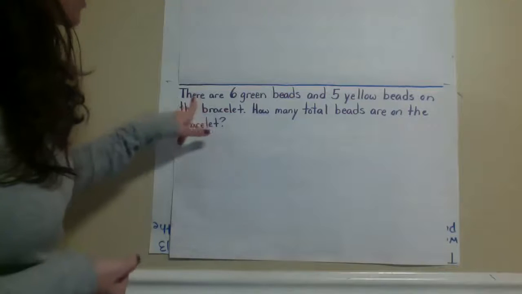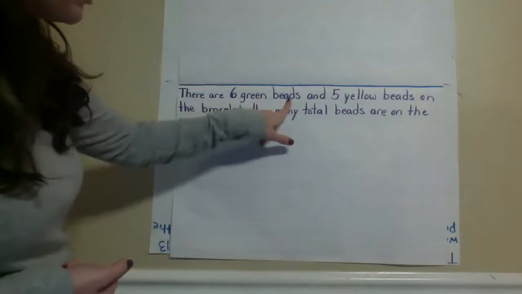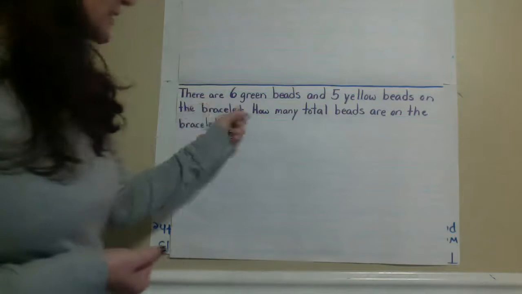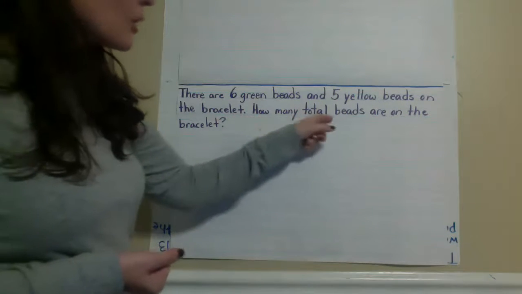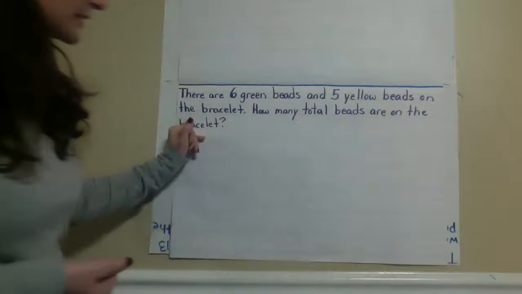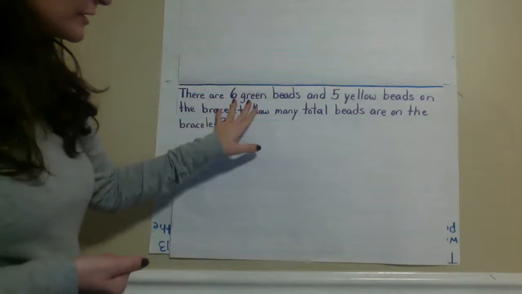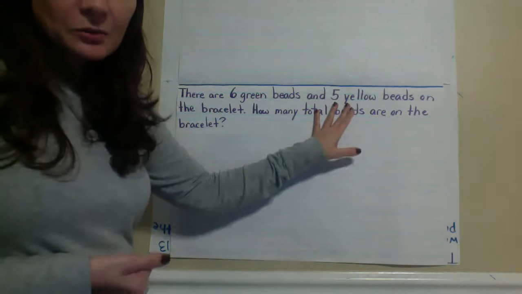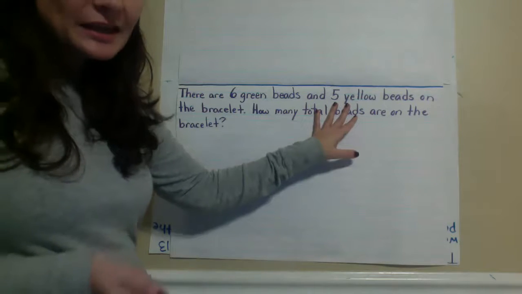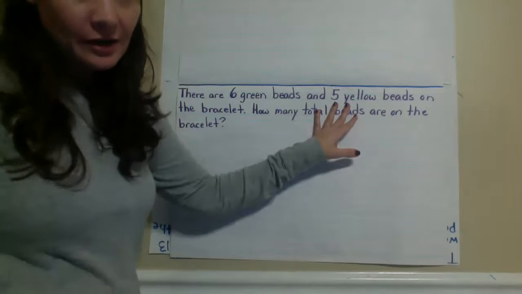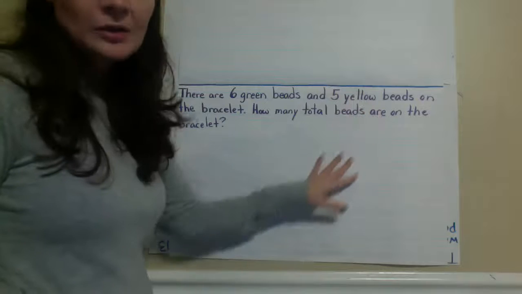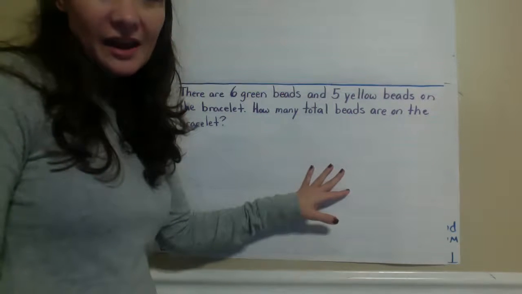My next question says, there are 6 green beads and 5 yellow beads on the bracelet. How many total beads are on the bracelet? If there are 6 green and 5 yellow, how many beads does that equal? Using your making a 10 strategy and your 10 frames, show me what is 6 green and 5 yellow equal to. When you're ready, hit play.